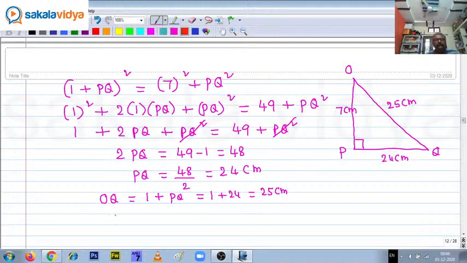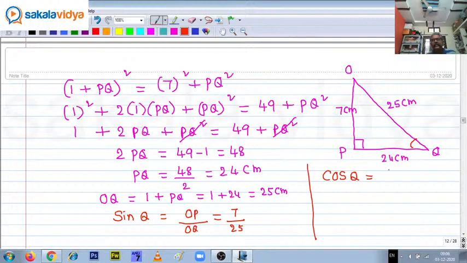So let us find out sine q. Sine q equals to opposite side OP upon hypotenuse OQ. OP is 7, 25, 7 by 25. Next, we need to find out cos q. So, cos q is equal to adjacent side PQ upon hypotenuse OQ. So, PQ is 24 upon 25. 24 by 25. This is the answer. Very good. Shall I move to next question?